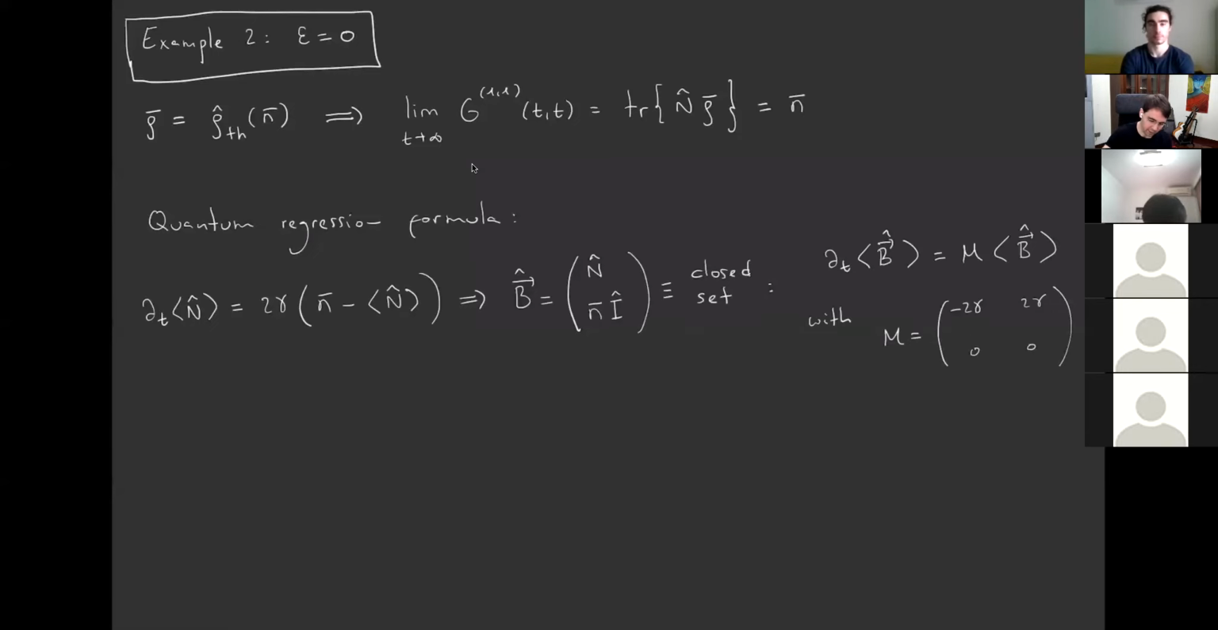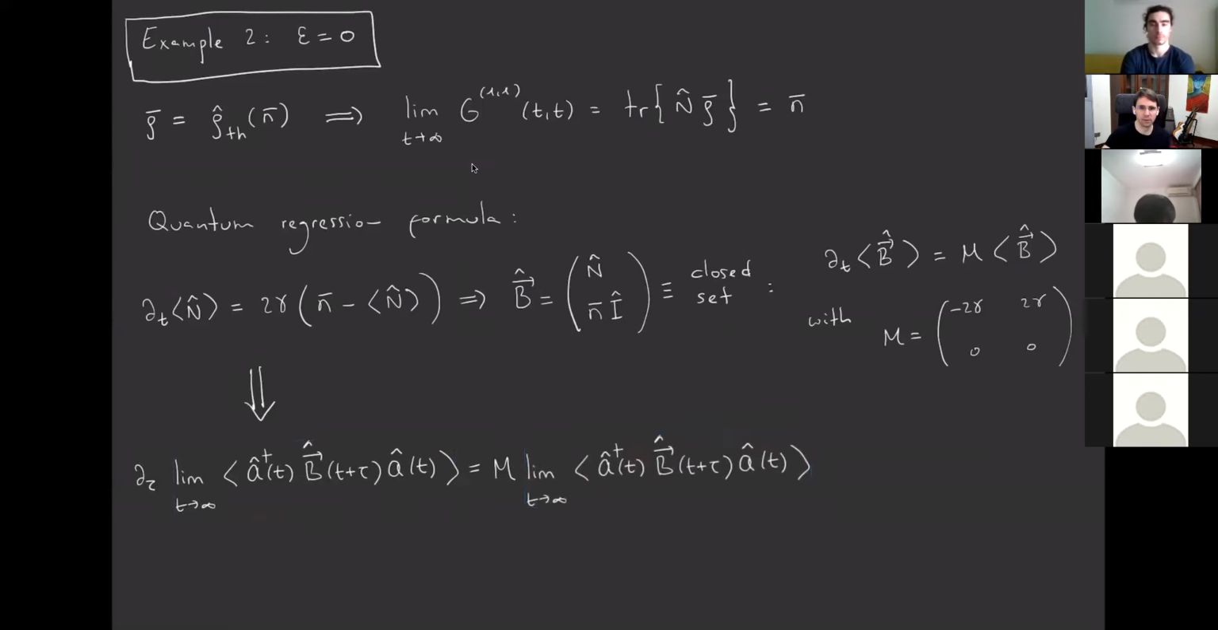Very, very trivial. Then, according to the quantum regression formula, this means that the time derivative of the two-time correlation function that we care about, which in this case is the asymptotic one with A dagger, the B that we have defined above, and then the annihilation operator, satisfies, according to the quantum regression again, the same evolution equation as the expectation value of B. So this is equal to M times the same. So I just copy it. Okay.